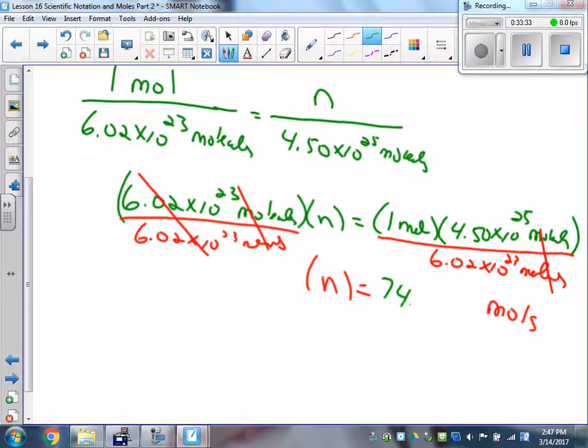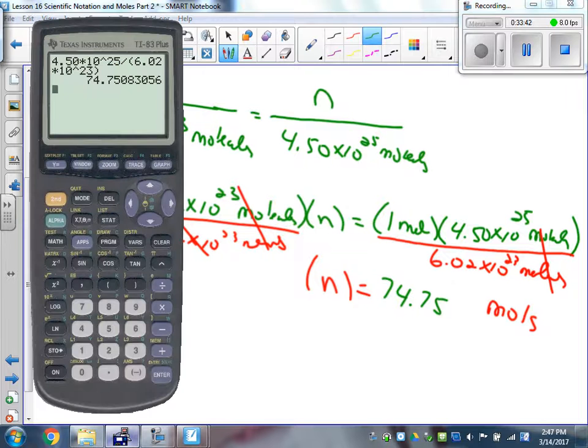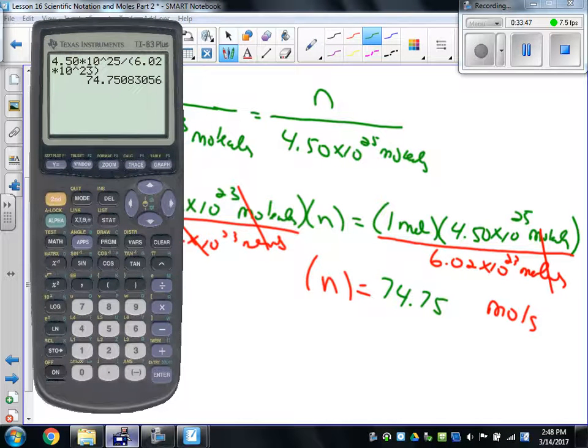Okay? 75 moles. Good? Yep. 74.75 moles. You must have typed in either I typed in the wrong number or you did. Yeah. Okay, good. All right.